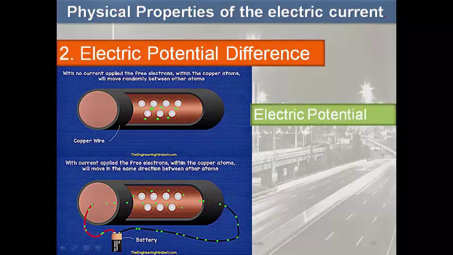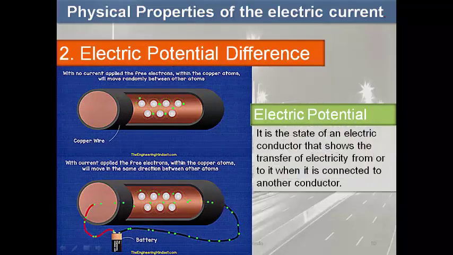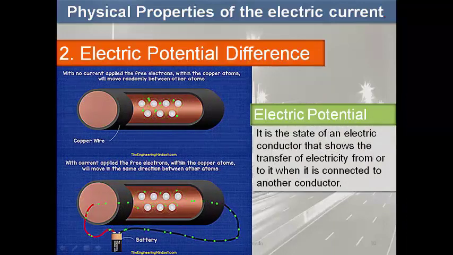This is because in the battery there is electric potential difference. Electric potential difference means that there is a difference between the two terminals, so the electrons are going to pass from the high potential to the low potential. Electric potential is the state of an electric conductor that shows the transfer of electricity from or to it when it is connected to another conductor.